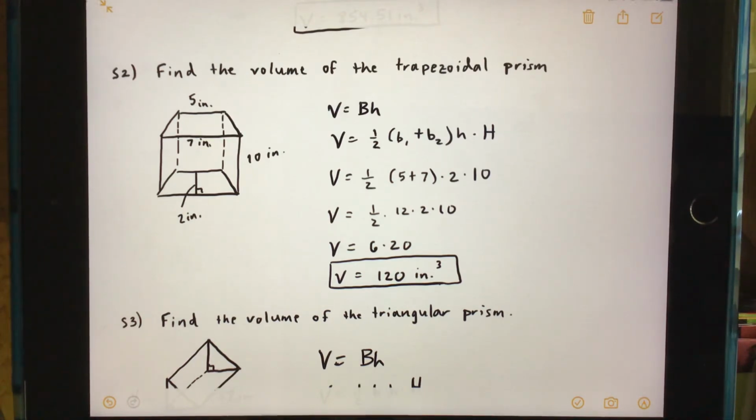My little h is 2. That is the distance between the bases on the trapezoid. And then times 10, which is the big H. That is the distance between the two bases. Simplifying, I will have volume equals 1/2 times 12 times 2 times 10. Half of 12 is 6. 2 times 10 is 20. So volume is 6 times 20, and 6 times 20 is exactly 120 inches cubed. No rounding necessary on this one.